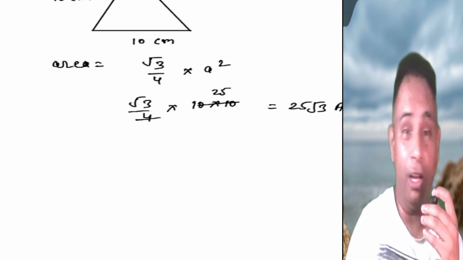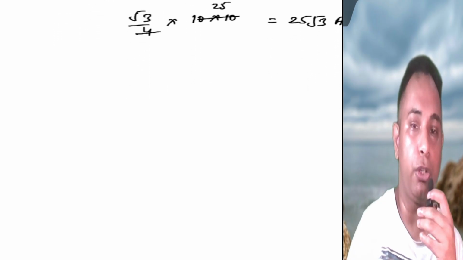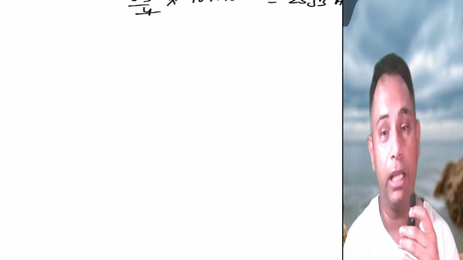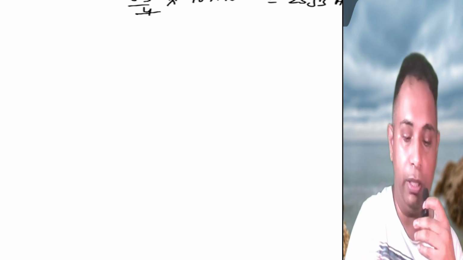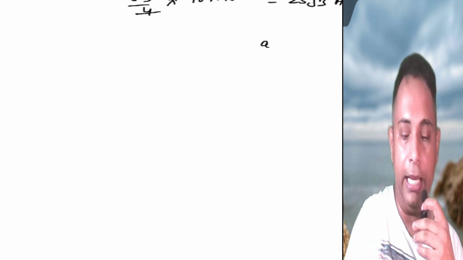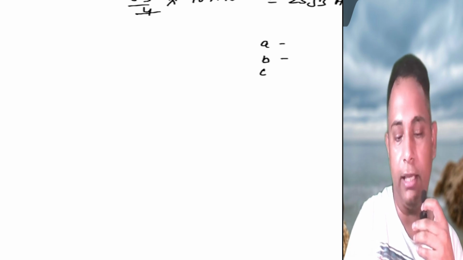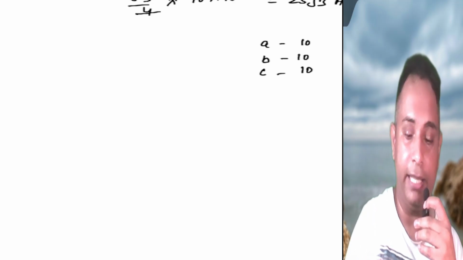No issue. Now what will we do? We'll solve this question with the help of Heron's formula. And how are we doing it? We are writing A, B, and C. These are the three sides of the equilateral triangle. As per the question, they are 10, 10, 10 centimeter.